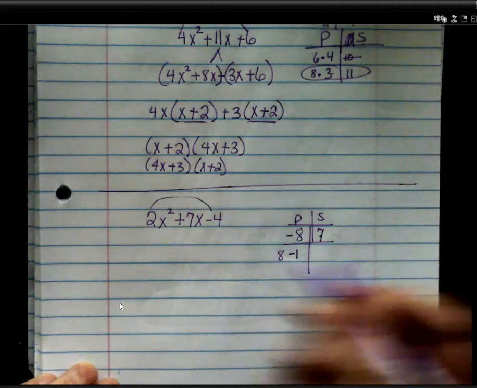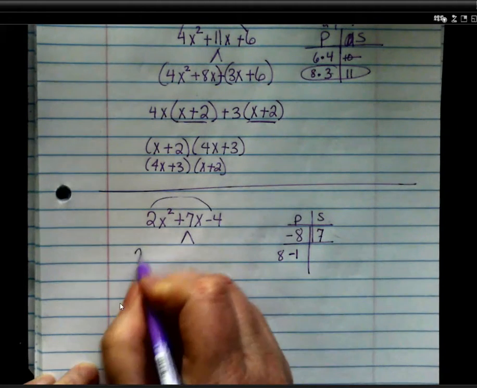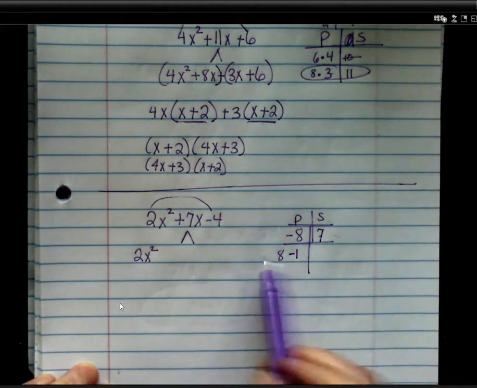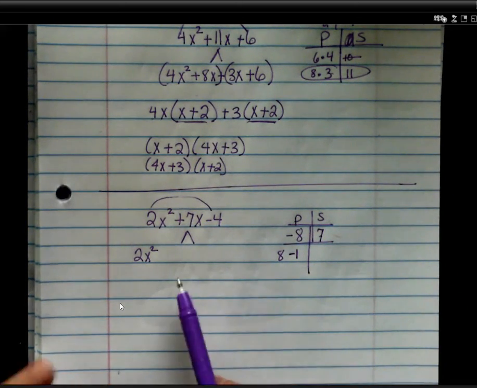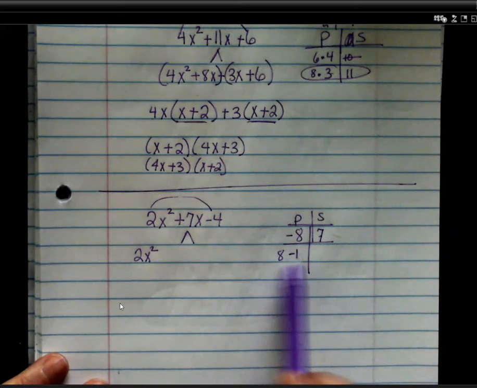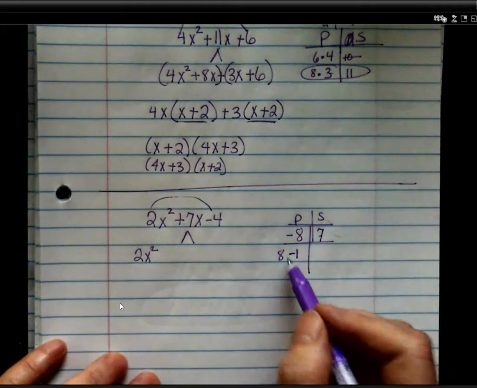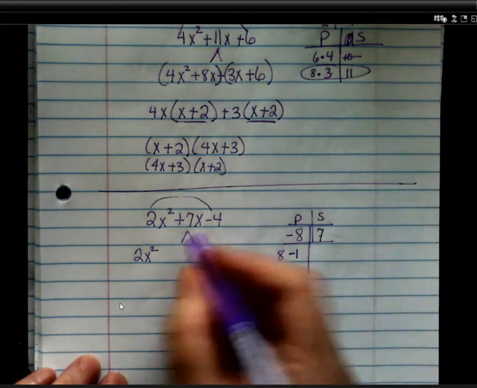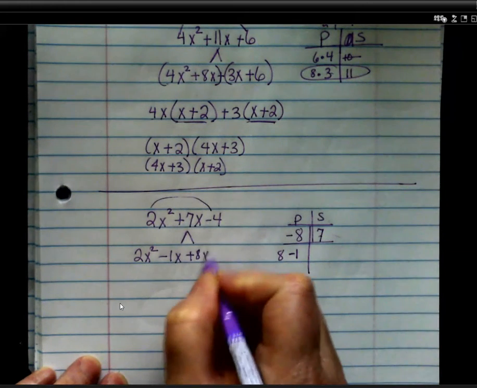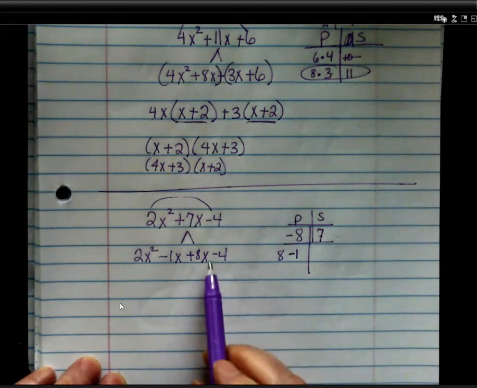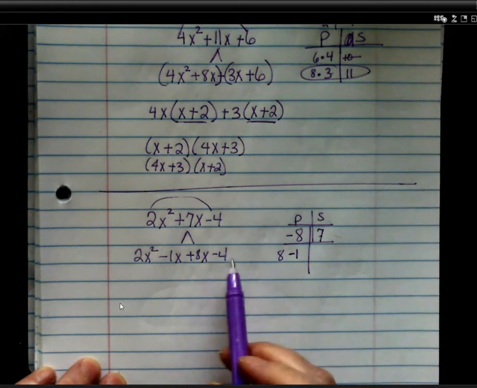So then I split my middle. 2x squared. Now, it doesn't matter whether you put 8x and minus 1x or negative 1x plus 8x here. Some numbers go better with other numbers, but it doesn't matter. You'll get the same answer either way. So I'm going to go ahead and put this as minus 1x plus 8x minus 4 because I think 8x and 4 go better together.